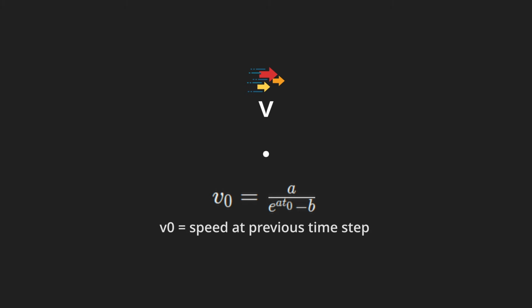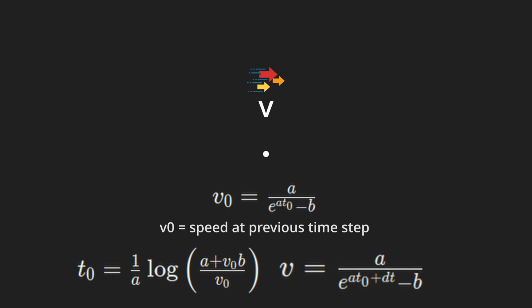And so if we now try to solve this equation and get the value of t0, what we will get is 1 by a into log of (a plus v0b) divided by v0, where v0 is the speed of the particle when it just gets into this time step. Basically, v0 is the speed of the particle in the previous time step, right? Notice that this v equation is the velocity of the particle in this time step, and v0 is the velocity of the particle in the previous time step.